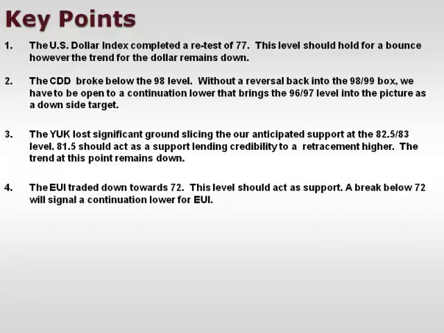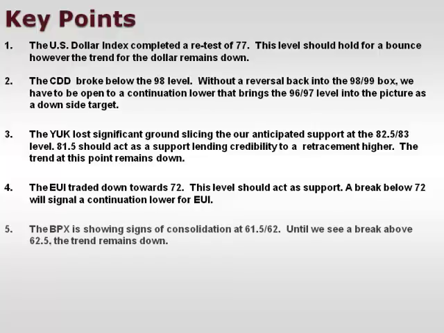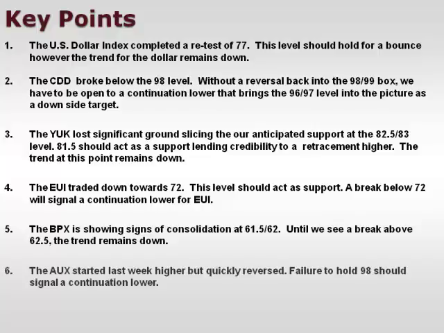The EUI traded down towards the 72 level. This level should act as support. A break below 72 will signal a continuation lower for the EUI. The BPX is showing signs of consolidation at 61.5-62. Until we see a break above 62.5, the trend remains down. The AUX started last week higher but quickly reversed. Failure to hold 98 should signal a continuation lower.